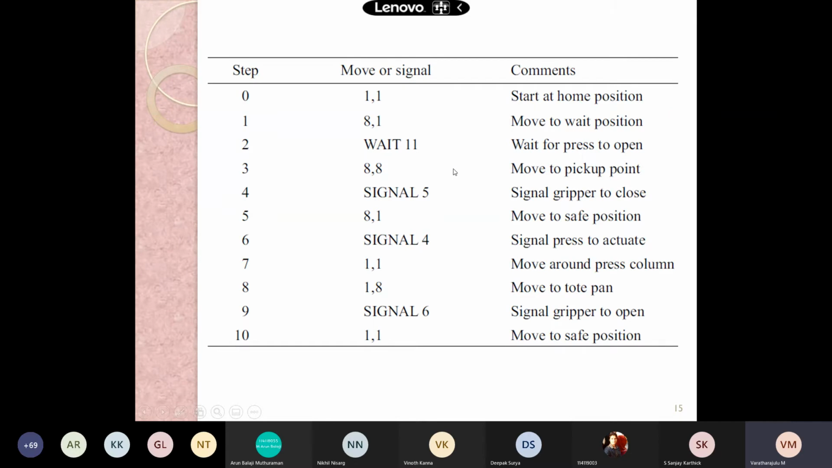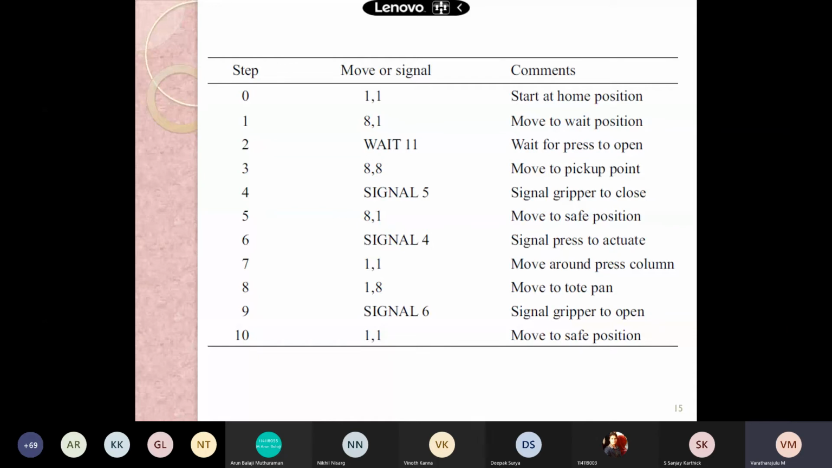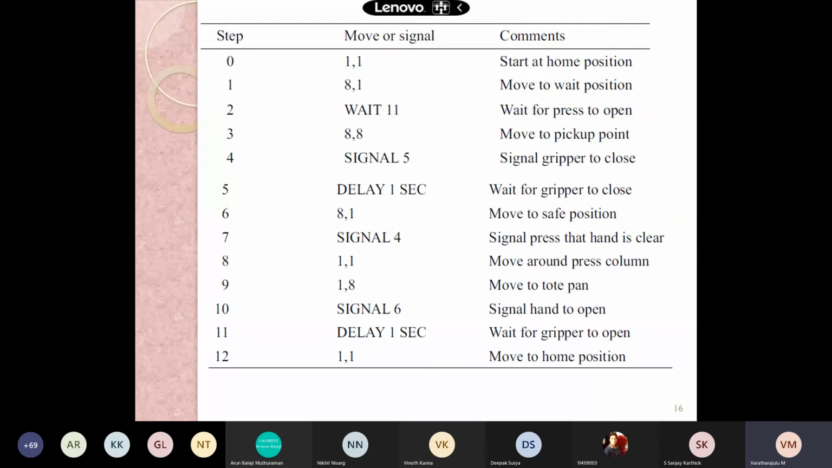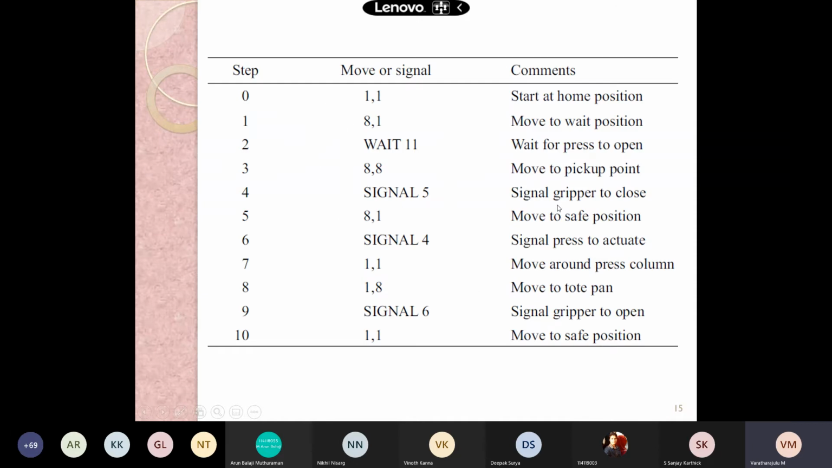Now the gripper has to pick the point, and 8 8 would again be the safer point. Signal 4, signal press to actuate, and 1 1 move around press column, and then move to the third pan. What happens? The movement has to be taken here 1 1 8 1 8 8, and it takes the same path 8 1 1 1 and then 1 8. Move to that pan again, signal 6, signal gripper to open. Now to drop off the debris we are using signal 6 here, and then move to the safe positions.